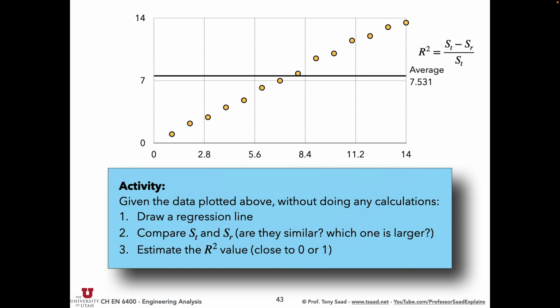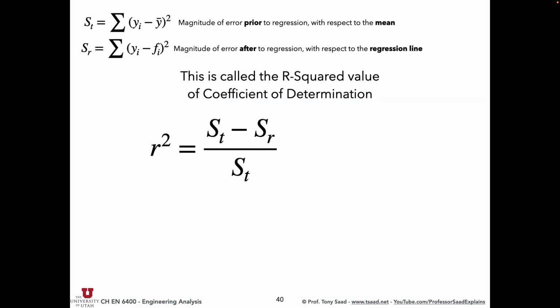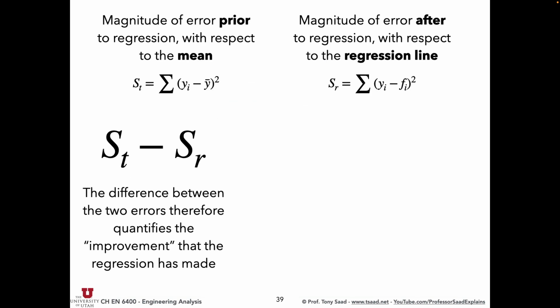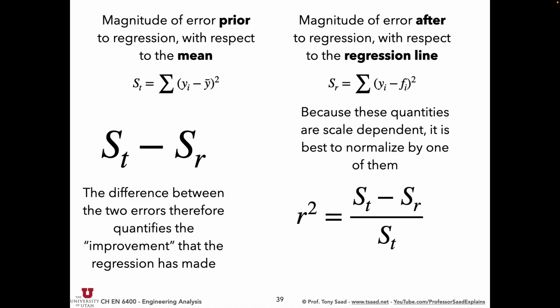This is the formula for the R squared, so you can easily implement this in Python. You have ST, which is the error based on the mean. Those are your data minus the average value, squared, and then the data minus the values from the model.